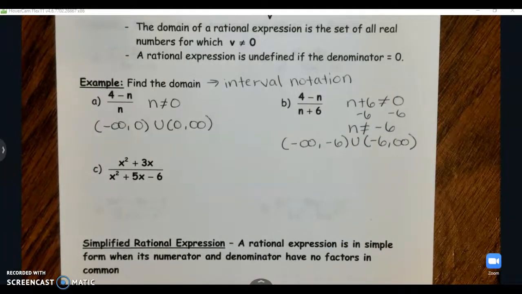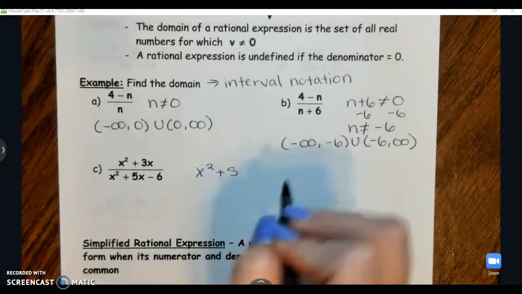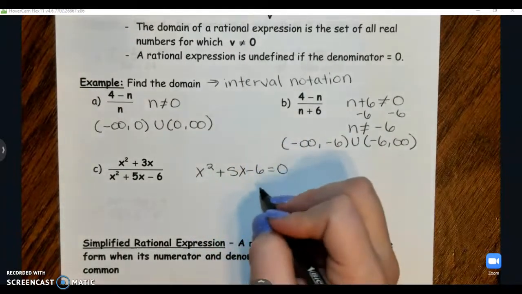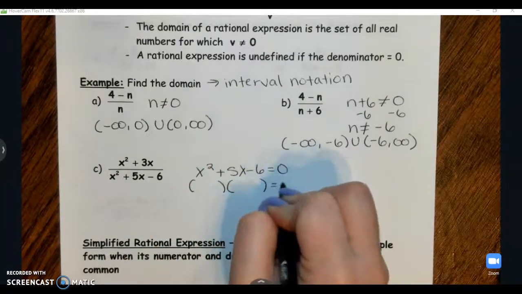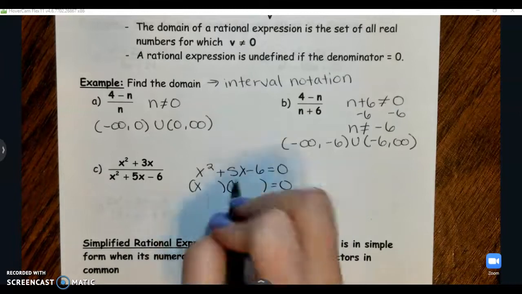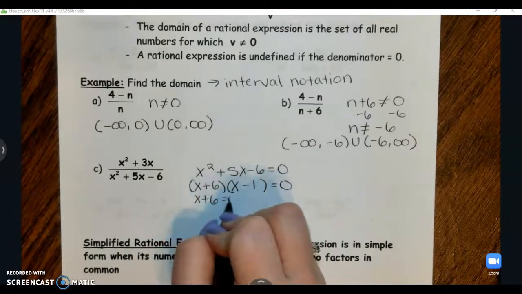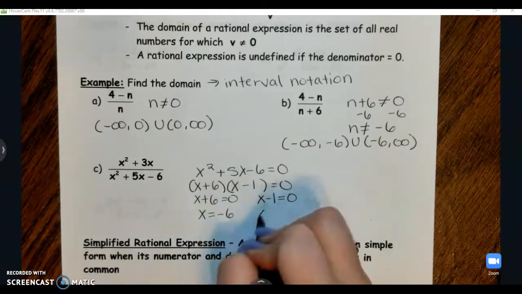Now lastly, C. How am I going to find the domain on C? What values would make my denominator 0? So we have to find out what would make x squared plus 5x minus 6 be 0. And we know how to do this. We know how to solve a trinomial, and that is by factoring or quadratic formula, but this can be factored. Our leading coefficient is 1, so it's going to be pretty easy. I need factors of negative 6 that add to positive 5. That's going to be positive 6 and negative 1. So I have factored, and to find those values, we're going to say x plus 6 equals 0 and x minus 1 equals 0. So those two values are negative 6 and positive 1.